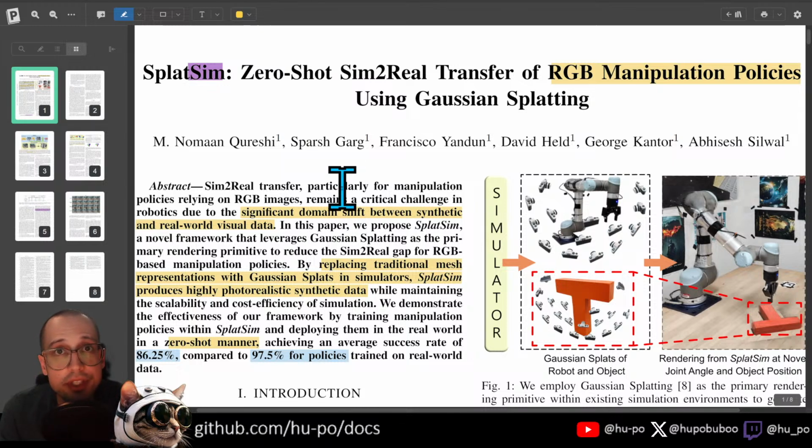How are they going to get to the point where you need just an iPhone to make a Gaussian splat of clothing? Is it going to be a foundational model?